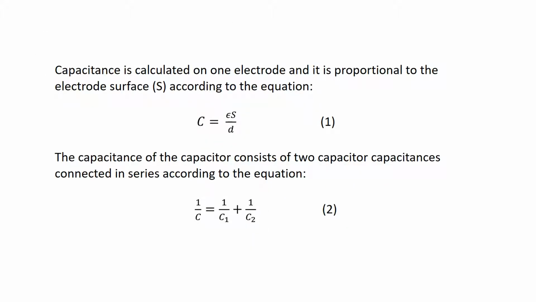The reason for using activated carbon on the electrode is to increase the surface area. Increasing surface area of the electrode influences obtaining a higher capacitance. As we see, this capacitance is calculated on the electrode. It is proportional to the electrode surface.